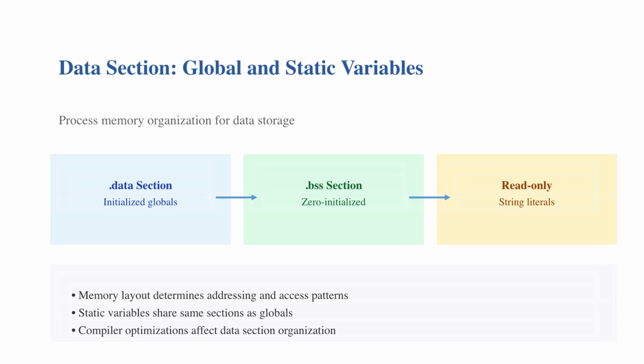Now that we've explored the stack and how it manages function calls and local variables, let's move on to another critical part of process memory, the data section. This is where our global and static variables live throughout the program's execution. The data section is responsible for storing global and static variables in process memory.